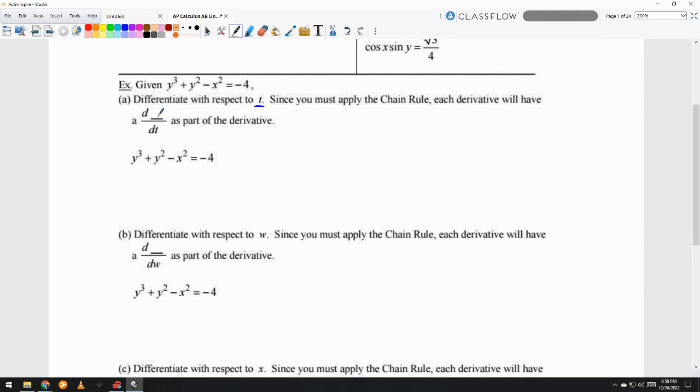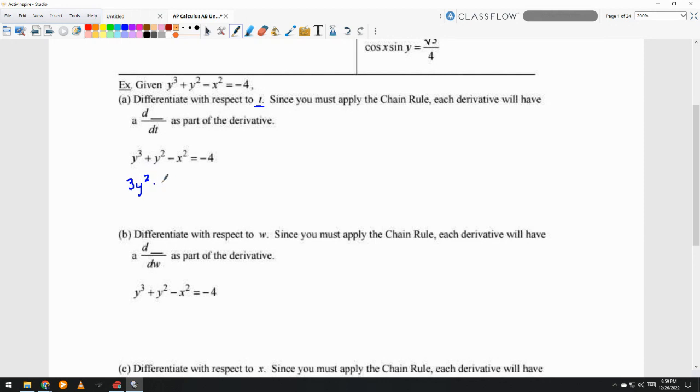That means that every derivative is going to have a d something over dt as part of the derivative. That something on top is going to be the variable you're differentiating on that particular term. So here's how it works. You do the power rule like normal, like we learned in our last unit. So derivative of y cubed is 3y squared. But then we have to multiply this by the derivative of y.